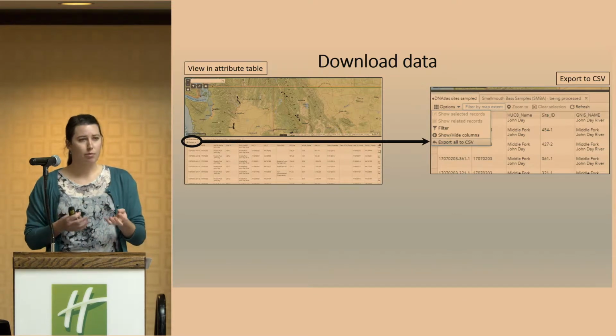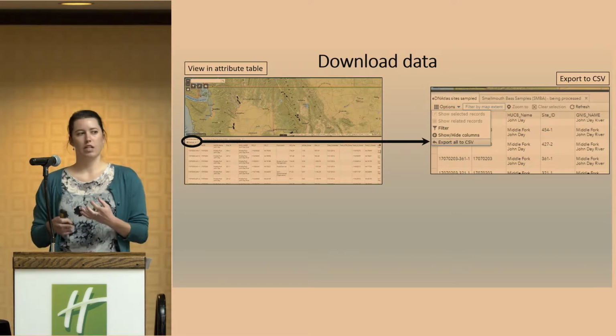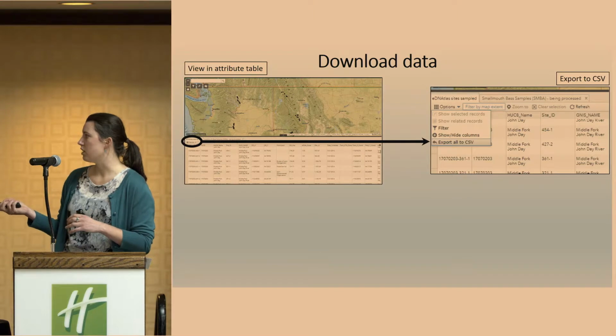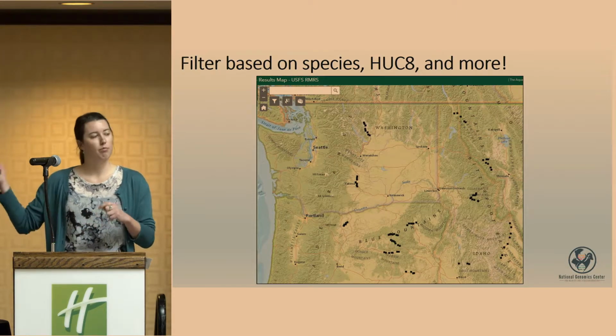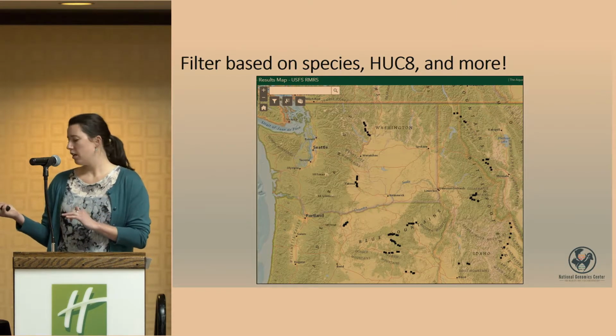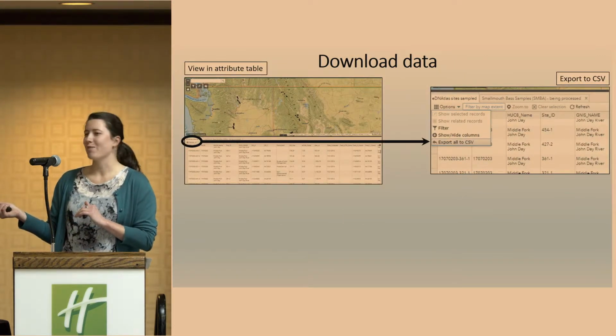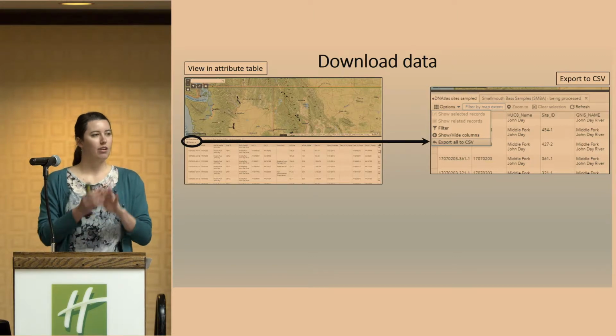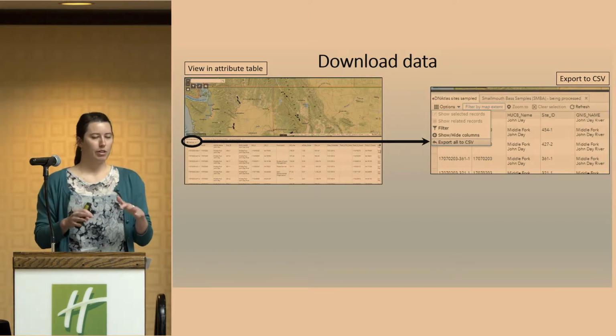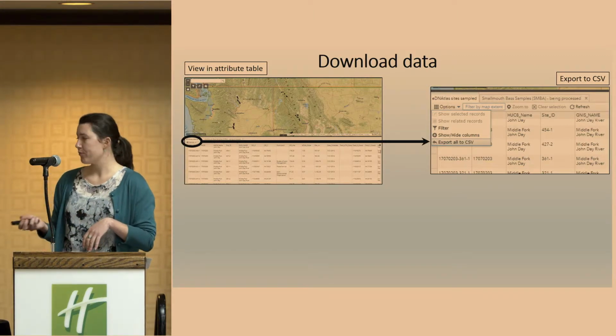There are a number of ways to populate that attribute table with your data of interest. One way is using this filter tool I just talked about and populating the map with your data, and then hitting the filter by extent button here. And that will cause all of the data displayed on the map to populate the attribute table for easy export.